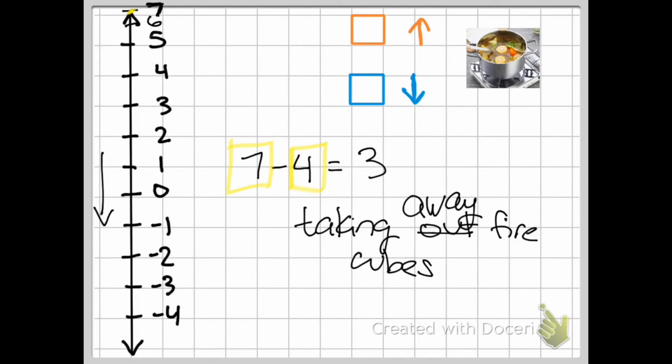So I need to go down 4 spaces because my soup is going to get colder the more fire cubes I take out. So I'm taking out 1, 2, 3, 4 fire cubes, leaving me with a temperature of 3. And that is the answer that we thought we would get.